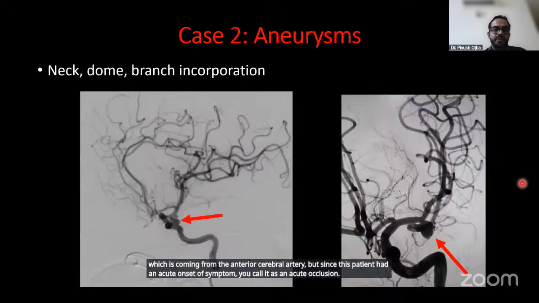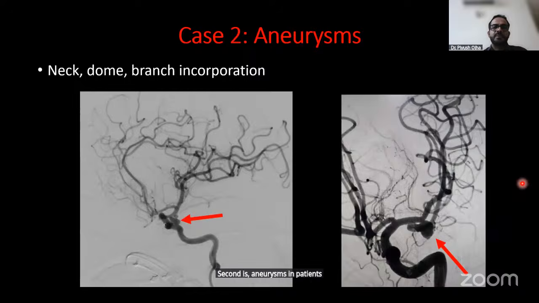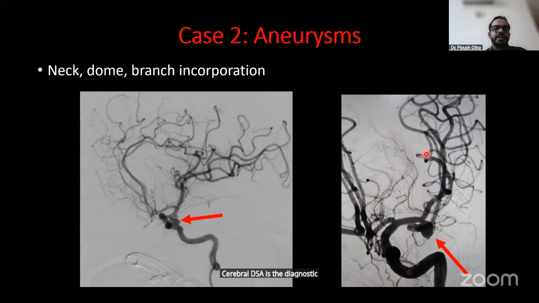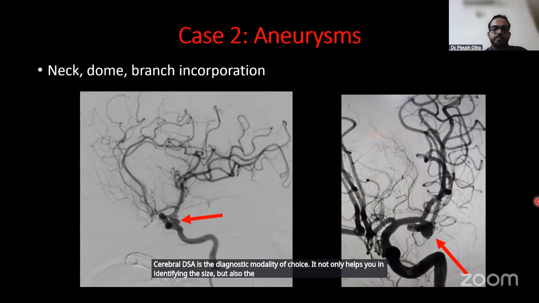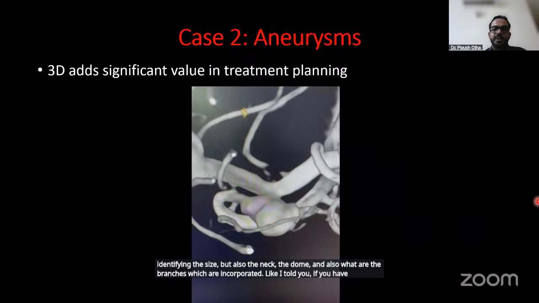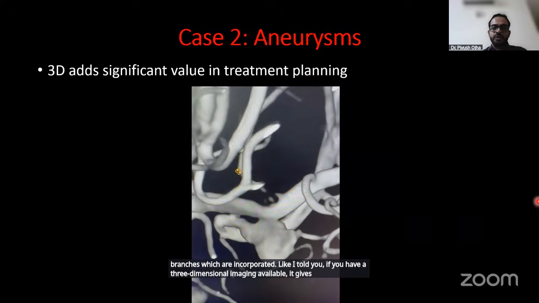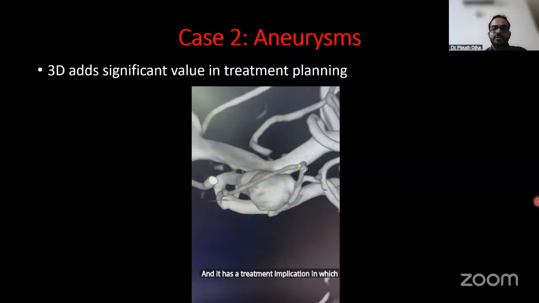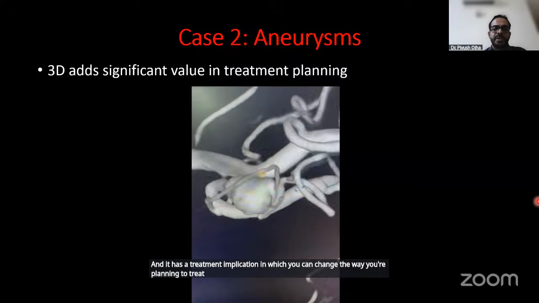Second is aneurysms, in patients who have subarachnoid hemorrhage or who have mass effect symptoms. You can diagnose aneurysms. Cerebral DSA is the diagnostic modality of choice. It not only helps you in identifying the size, but also the neck, the dome, and what branches are incorporated. Like I told you, if you have 3-dimensional imaging available, it gives you a wonderful tool, and it has a treatment implication in which you can change the way you're planning to treat the patient.